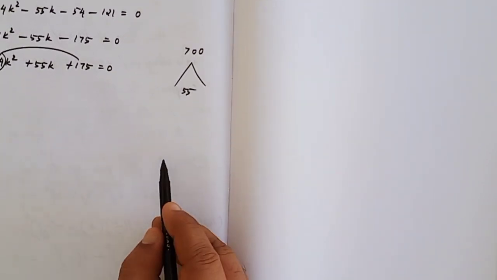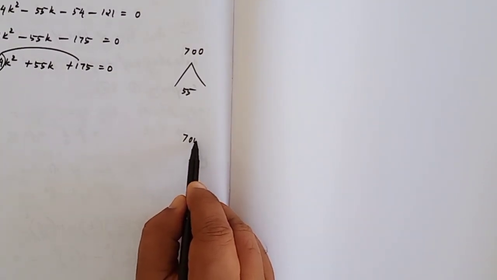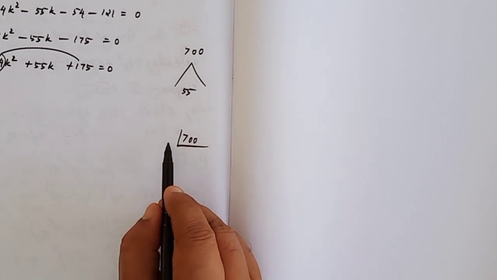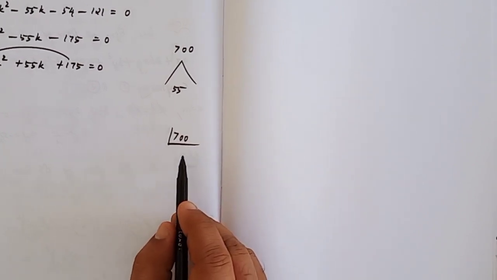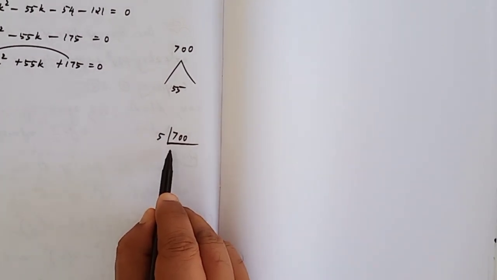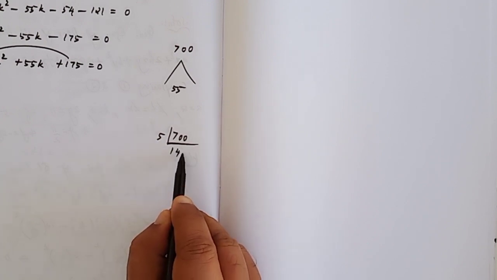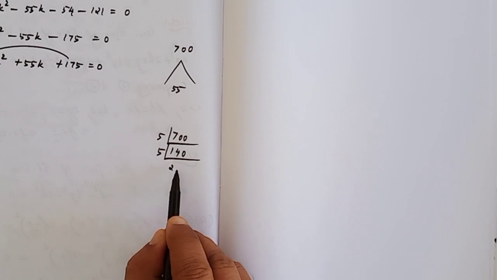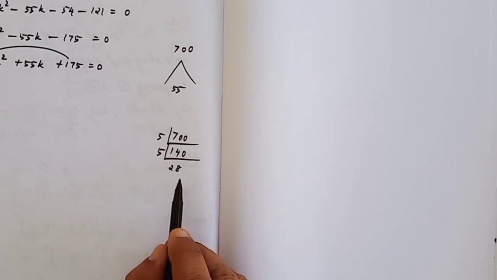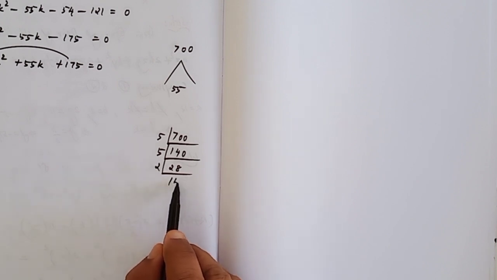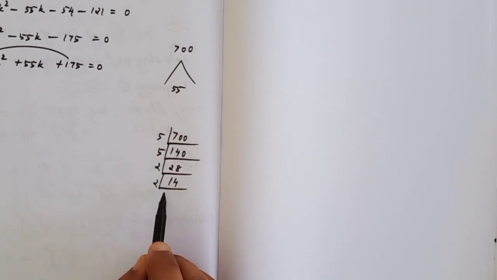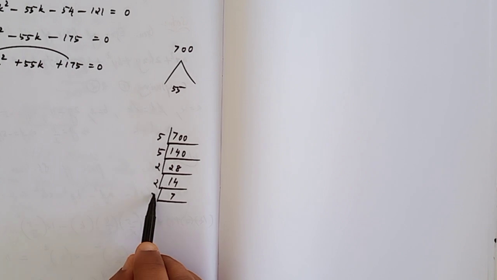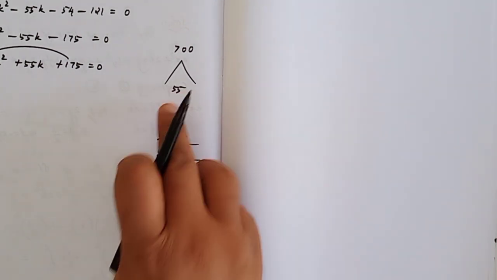For getting that, we can go for prime factorization. Take 700 and divide only by prime numbers. I take 5, then again 5, and then 2 twice, and 7 once. In which combination can we get the number 55?